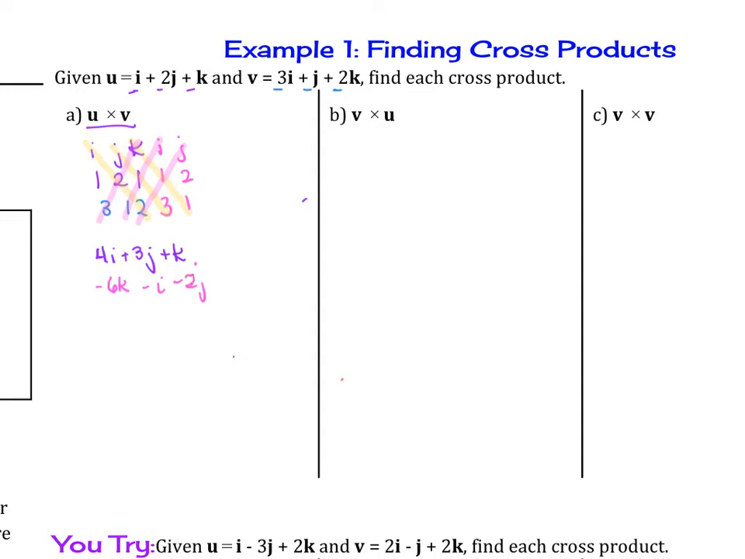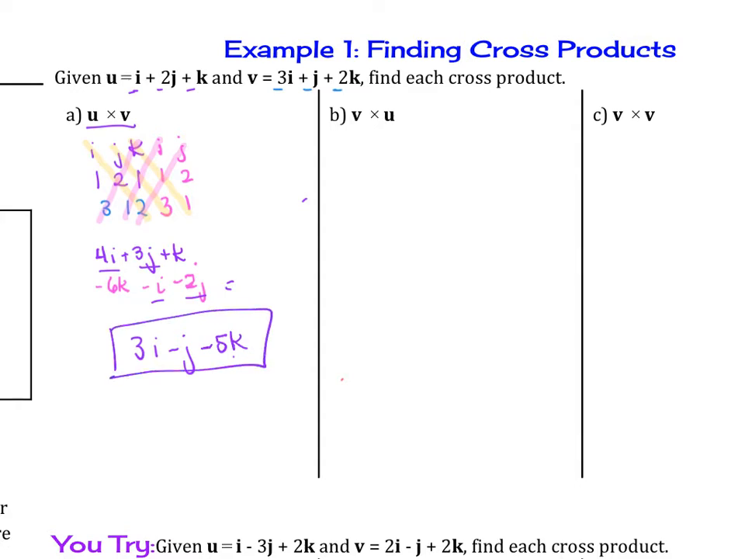Now let's combine like terms. 4i minus i is 3i. Then 3j minus 2j is minus j. Then negative 6k plus k is negative 5k. So here is the answer.